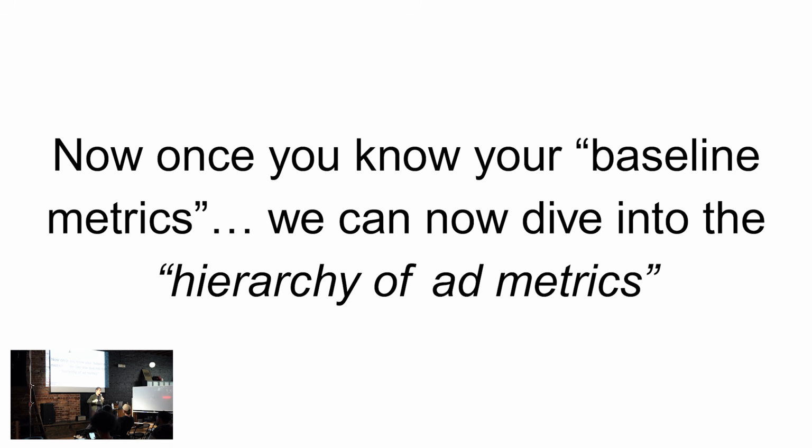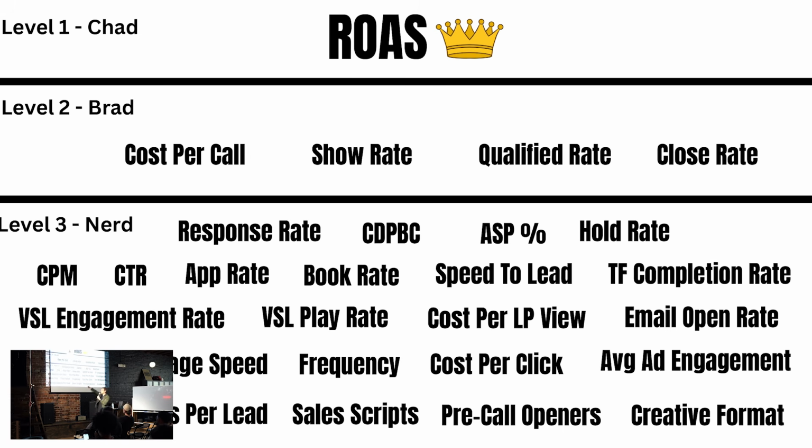Okay. Now, once you know your baseline metrics, we can now dive into the hierarchy of ad metrics, which is this right here. So ROAS is king. You got level 1, Chad. Got the Chadvertiser from Jeremy Haynes. It's a good one. Chadvertiser. Brad right here. So you have your level 2 metrics, which is cost per call, show rate, qualified rate, close rate, and then you got all the nerd metrics, right? So all this stuff down here.